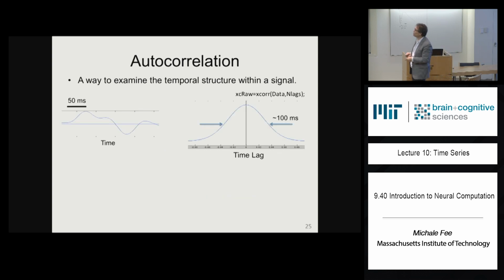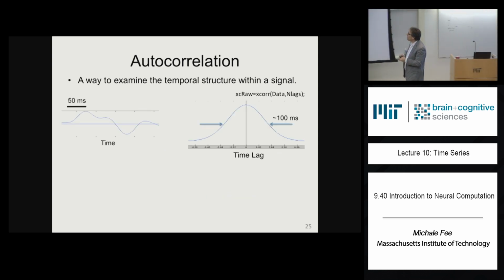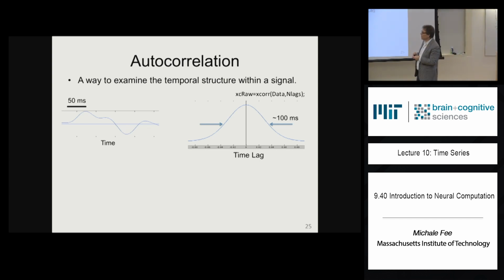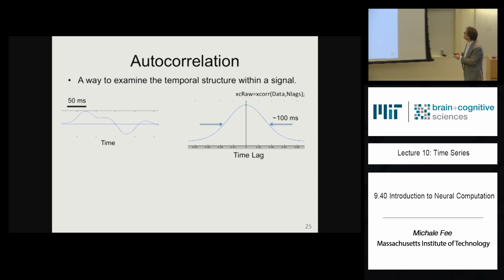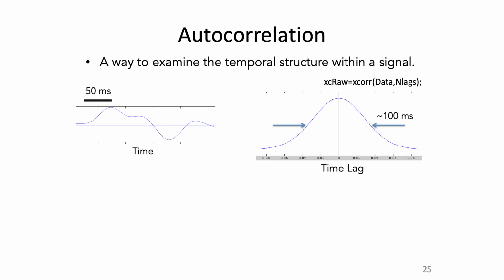So let's look at what this one looks like. In this case, it looked like there might be periodic structure, but there wasn't, because this was just low-pass filtered noise. And there's that MATLAB function, xcorr, which you use to calculate the autocorrelation.